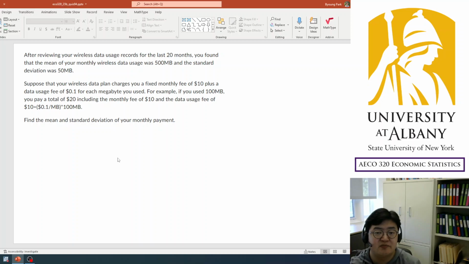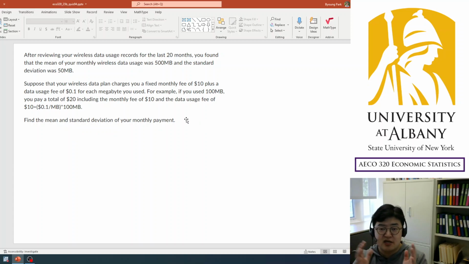Suppose that your wireless data plan charges you a fixed monthly fee of $10 plus a data usage fee of $0.1 for each megabyte you used. For example, if you used 100 megabytes, you pay a total of $20, including the monthly fee of $10, and the data usage fee of $10, which is calculated as 0.1 per megabyte times 100 megabytes. Find the mean and standard deviation of your monthly payment.